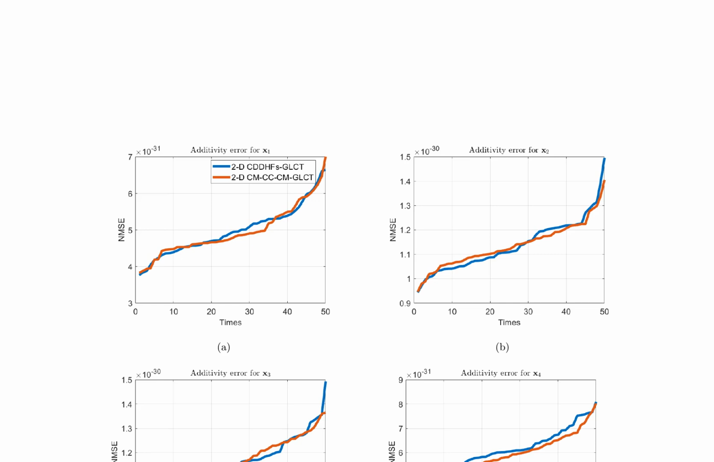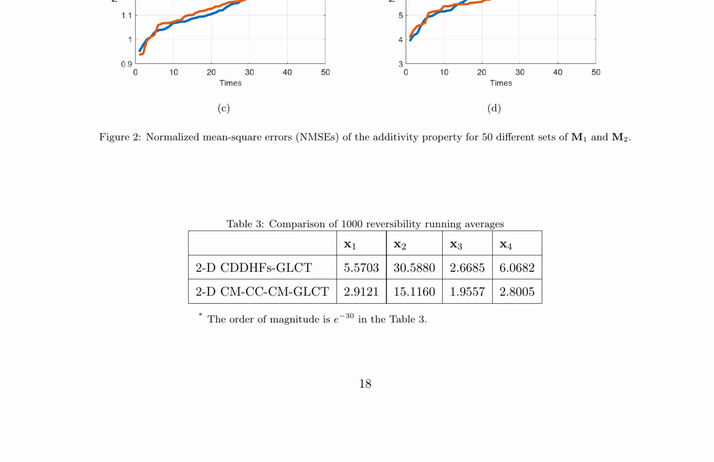Notably, the values obtained using the 2D CM-CC-CM-GLCT method are significantly lower than those obtained using the 2D CDDHFs-GLCT method, with an order of magnitude of E-30, indicating superior reversibility properties. The evaluation is grounded in the mathematical framework established earlier, where additivity and reversibility are essential conditions for ensuring the validity of the proposed methods. By demonstrating the 2D CM-CC-CM-GLCT method's superior performance in preserving these properties, the authors provide strong empirical evidence for its effectiveness.